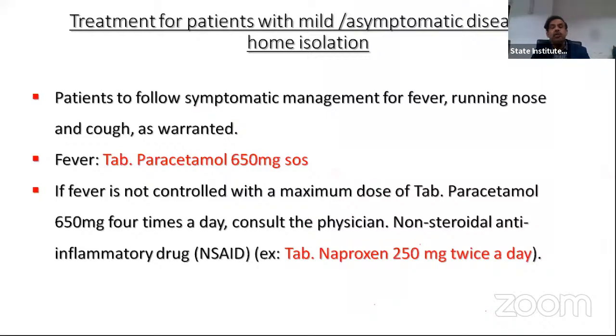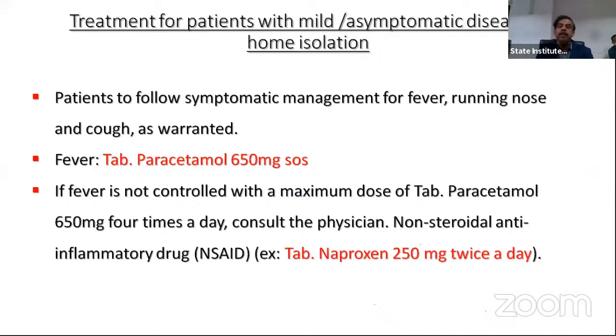Patients should follow symptomatic management for fever, runny nose, and cough as advised by the treating medical officer. For fever, you should advise paracetamol 650 mg SOS. But if the patient has persistent fever, you can go maximally 4 times a day, that is 650 mg 4 times a day. But if your patient says I am having fever despite taking paracetamol 650 mg 4 times a day, you may switch over to a stronger NSAID, that is naproxen.